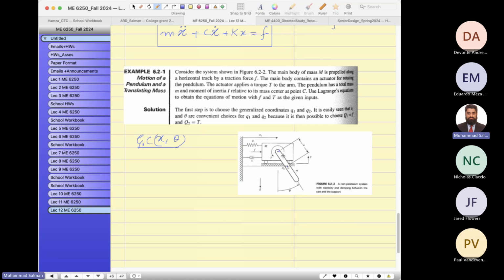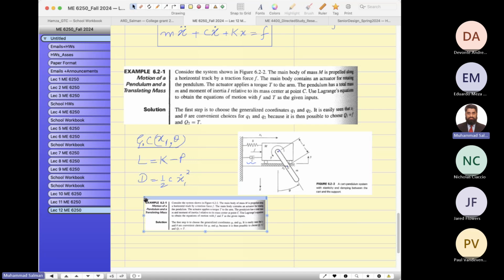I would say x1 or x. This is x1 here, so let's use x1 comma theta. It completely defines the motion of the two different bodies. So Lagrangian says that kinetic energy minus potential energy is the Lagrangian, and the damper is also involved here. So the damper is half c x1 dot square. Let me copy and paste the Lagrange equation here.